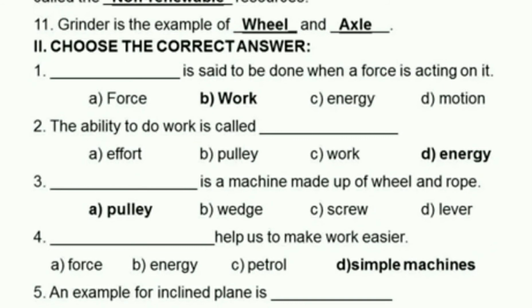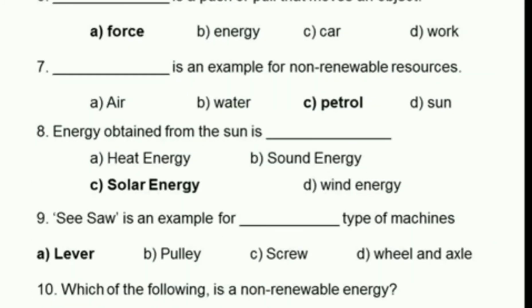And the second Roman letter is choose the correct answer. Work is said to be done when a force is acting on it. The ability to do work is called energy. Pulley is a machine made up of wheel and rope. Simple machines help us to make our work easier. An example of inclined plane is ramp. Sixth one, force is a push or pull that moves an object. Petrol is an example for non-renewable resources. Energy obtained from sun is solar energy. Seesaw is an example for lever type of machines, and coal is a non-renewable energy.